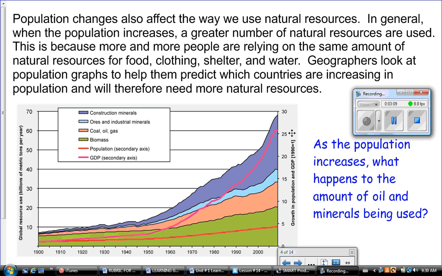Just looking at this graph here, and our legend here shows us what each color represents. As the population increases, what happens to the amount of oil and minerals being used? So pause the video, consider this question, and then we'll discuss this in tomorrow's class.